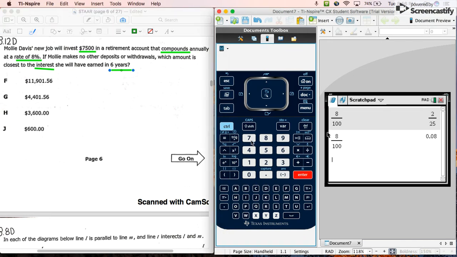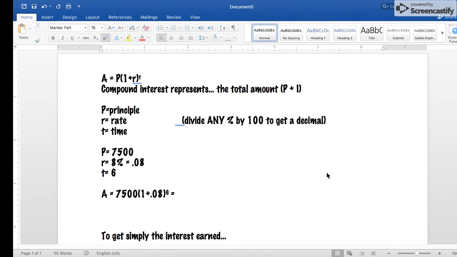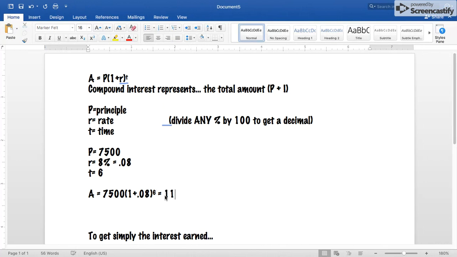Here's what we got. I have 7,500, parentheses, 1 plus 0.08. I'm going to close my parentheses. Now I'm going to put an exponent in of 6 because I know it's 6 years. And I'm going to push enter. The answer I get is 11,901.6. I'm going to write that. Now again, kids, this 11,901.6 represents the total amount, which is the principal and the interest, okay?